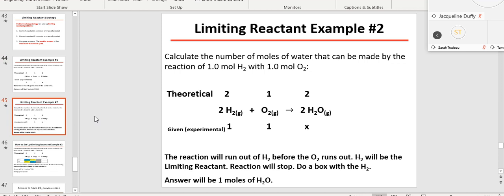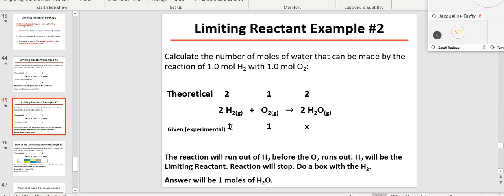Calculate the number of moles of water that can be made by the reaction of 1 mole of hydrogen and 1 mole of oxygen. So, same thing. You're going to set this up. There's your molar ratio. What am I asking for? Number of moles of water. What information did I give you? I gave you 1 mole and 1 mole. Okay, he gave me 2 bits of information here. This is not like before.